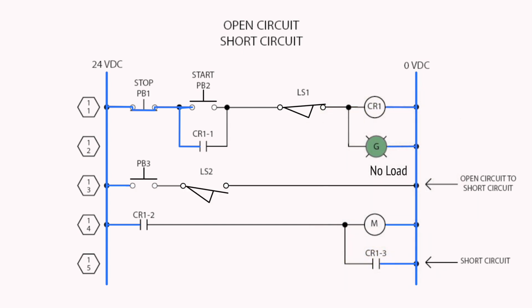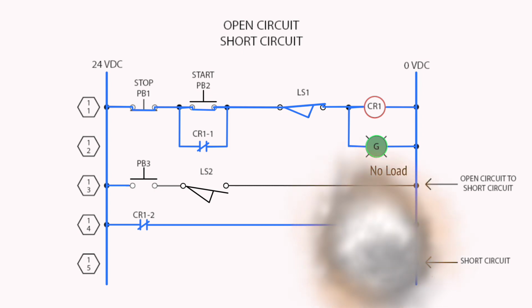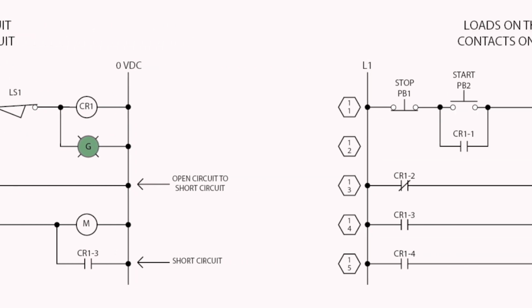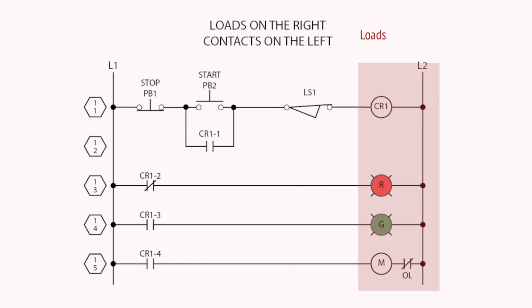When contacts from devices such as switches, push buttons, and relays are in the closed state, they have no resistance. Connecting contacts and loads in parallel can also result in a short circuit when the contacts close. This is because current takes the path of least resistance, causing the energized load to short circuit. Usually, loads are placed on the right side of the ladder diagram next to L2, and contacts are placed on the left side next to L1.